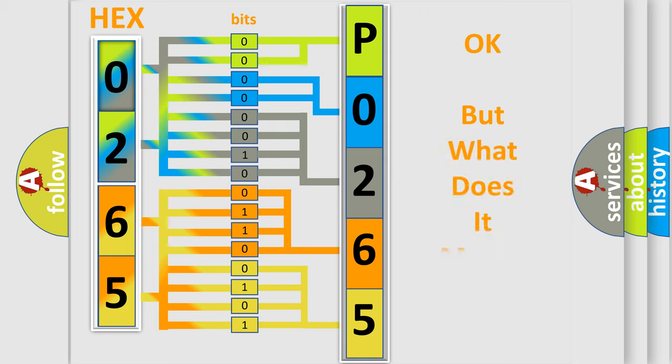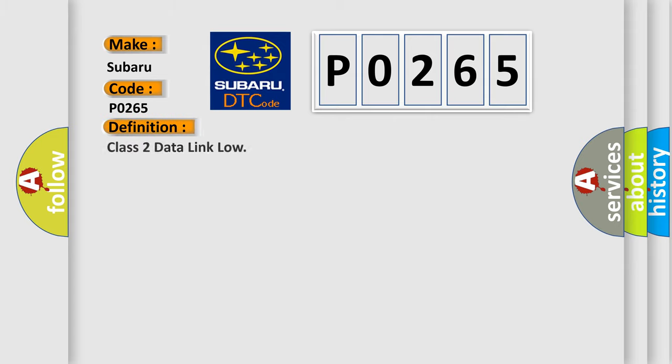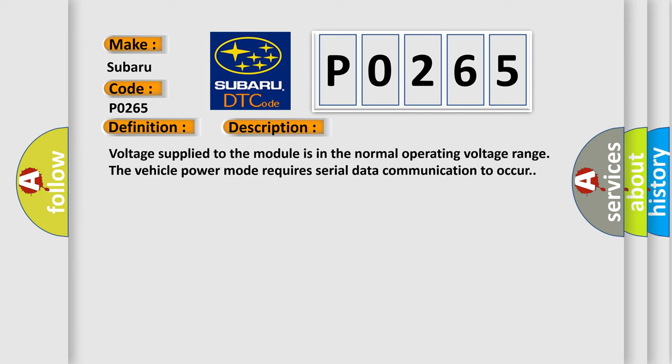The number itself does not make sense to us if we cannot assign information to what it actually expresses. So, what does the diagnostic trouble code P0265 specifically mean for Subaru? The basic definition is class 2 data link low. And now this is a short description of this DTC code. Voltage supplied to the module is in the normal operating voltage range. The vehicle power mode requires serial data communication to occur.